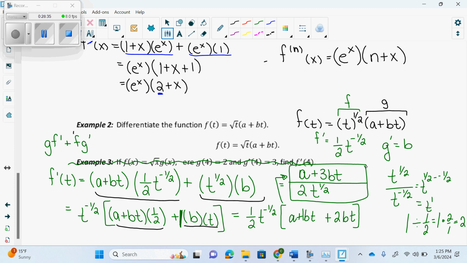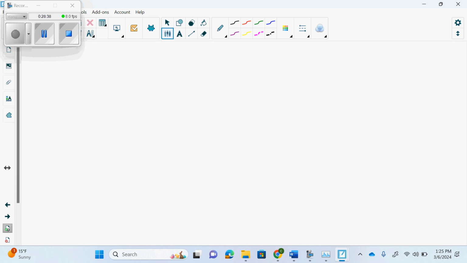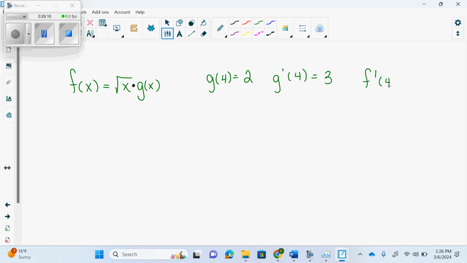All right. So this one tells me, example 3 says, f of x equals root x times g of x, which are 2 things multiplied. Do we agree? Are those 2 things multiplied? Root x times g of x. And then it says where g of 4 is 2, g prime of 4 is 3, and they want me to give them f prime of 4.